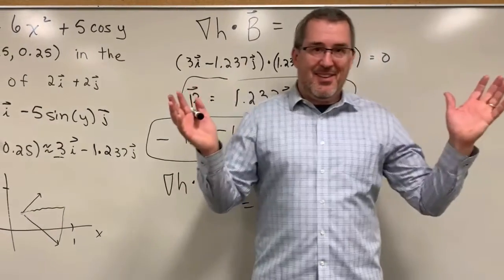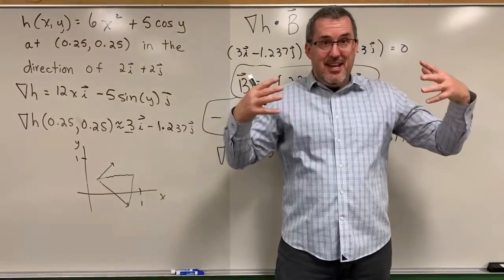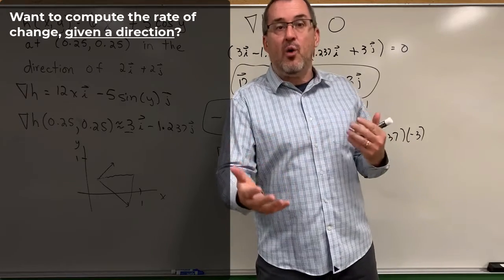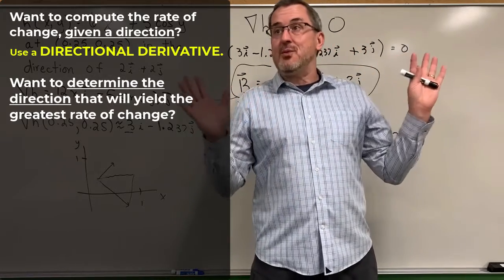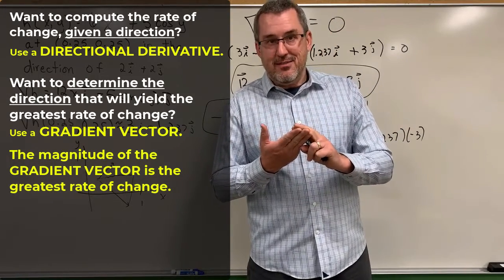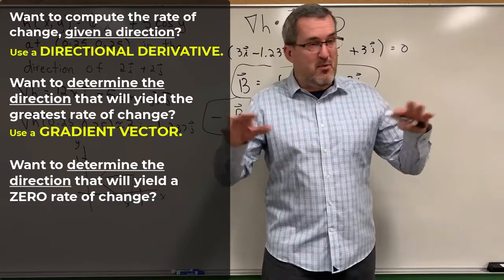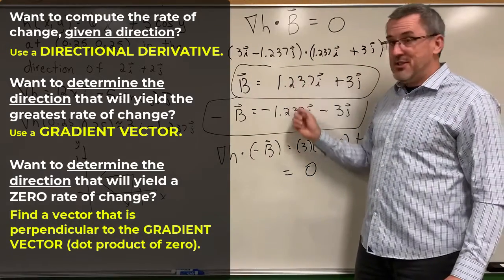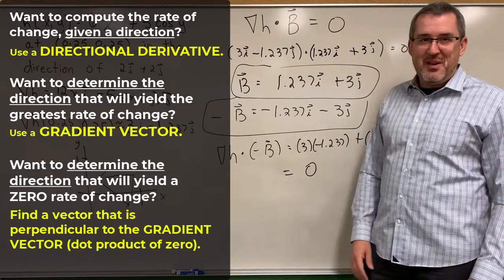So now, put it all together. In the last 2 videos, whatever the context is, the thinking is the same. If you want to compute the rate of change given a direction, like we did in part 1, that's the directional derivative. If you want to compute the greatest rate of change, what direction would that be? Gradient vector. The magnitude of that vector is that greatest rate of change. And then, if you want the rate of change to be 0, that is, you want the depth, or whatever your context is, you want your function not to change, just find a vector such that it's perpendicular to that gradient vector, the dot product is 0. And here's a quick, slick way to make that happen.